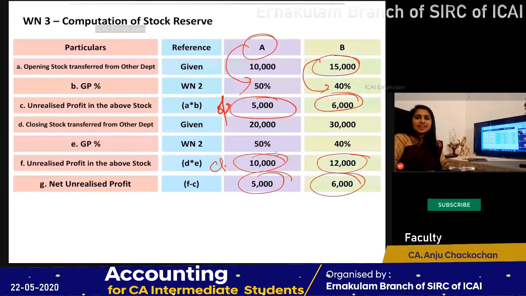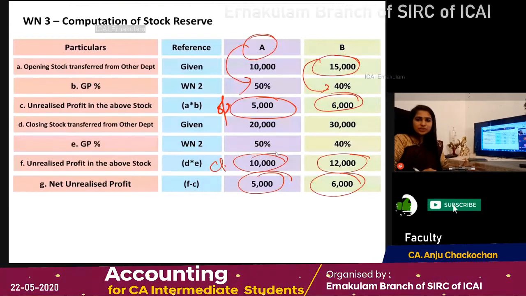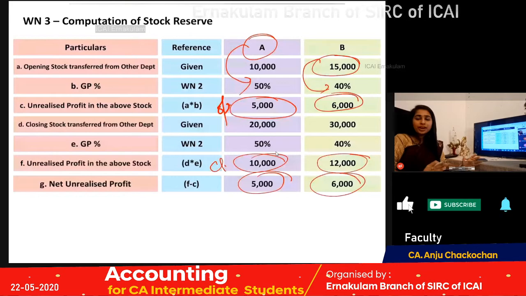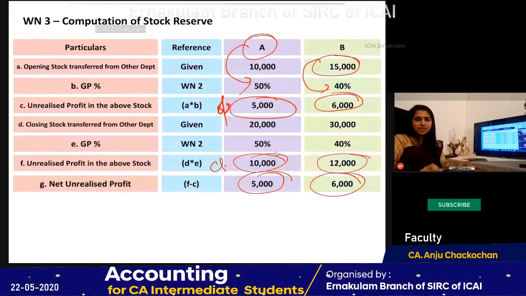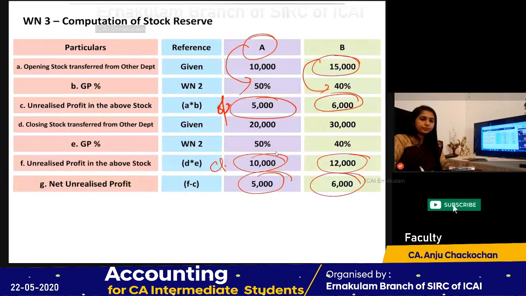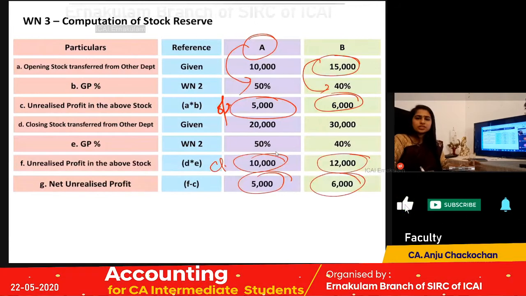All right. Now once you are done with the stock reserve, move on to preparing the consolidated P&L, the general P&L, and come up with the final net profit. Yes, students, make it fast. Now it's just a matter of posting 2 or 3 figures. That is the only task.